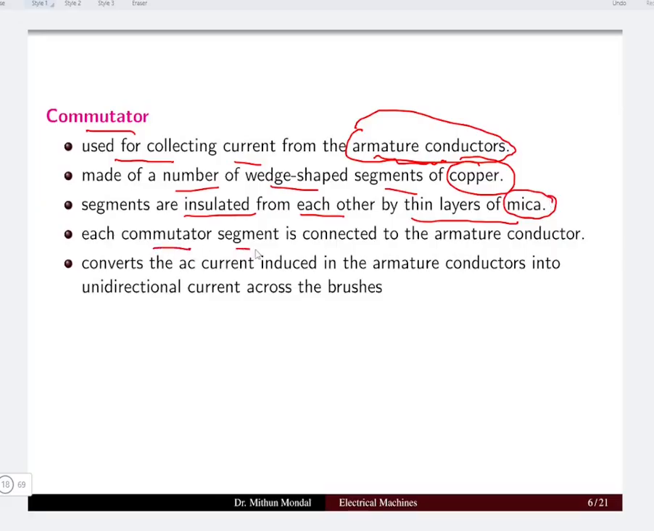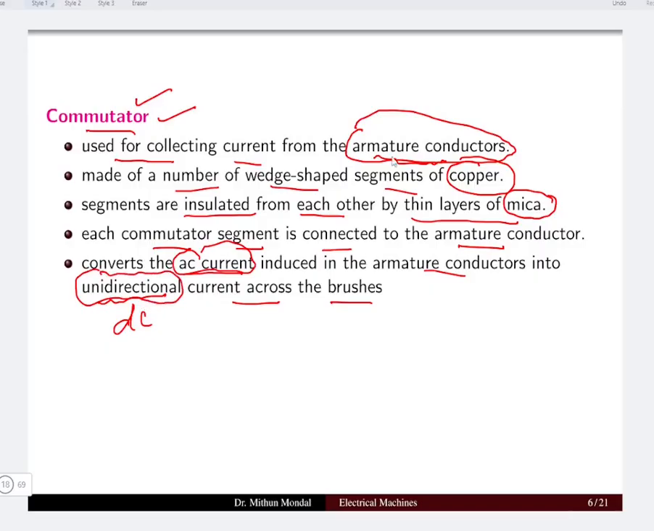Each commutator segment is connected to the armature conductor. So armature conductors are present in the segments. The segments are insulated with mica insulation, and they are connected to the armature conductor. Now the function of the commutator is to convert the AC current which is induced in the armature conductor into unidirectional current. Unidirectional means DC current across the brushes. So the main function of the commutator is to convert the AC current into DC current.